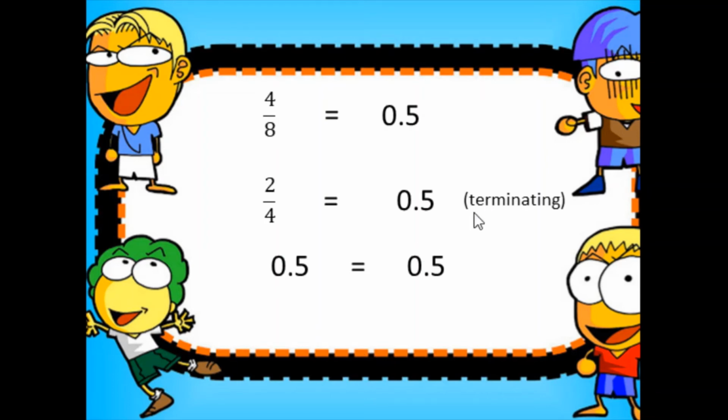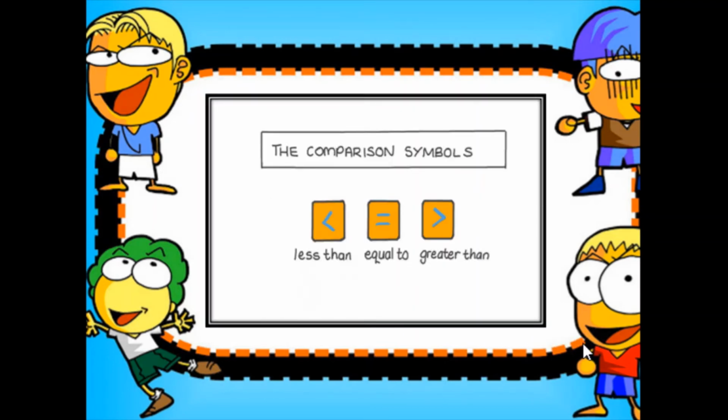If the decimal stops, it's called terminating. Terminating. Everybody please read. 0.5 is equal to 0.5. There you have it. And again, if you compare fractions, just use the same symbols when we compare normal numbers. We have less than, equal to, and greater than.